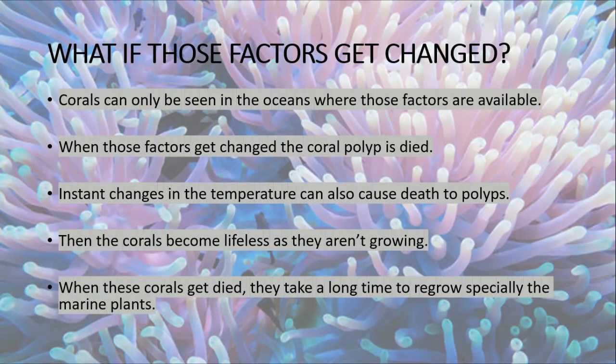Then what would happen if those factors get changed? When those factors get changed, the coral polyps die. Sudden changes in the temperature can also cause death to polyps. Then the corals become lifeless as they aren't growing. When these corals die, they take a long time to regrow, especially the marine plants.